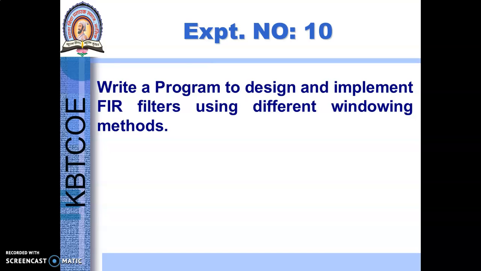Let us discuss how to write a program to design and implement FIR filters using different windowing methods. This is experiment number 10 from the third year Instrumentation and Control Engineering syllabus.